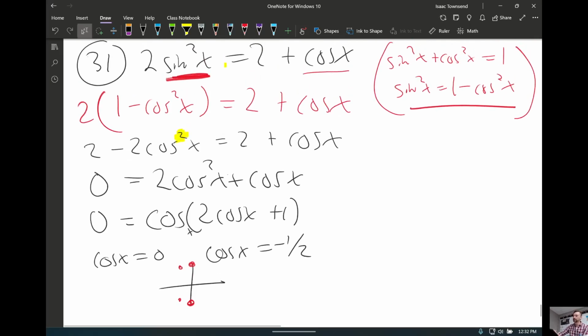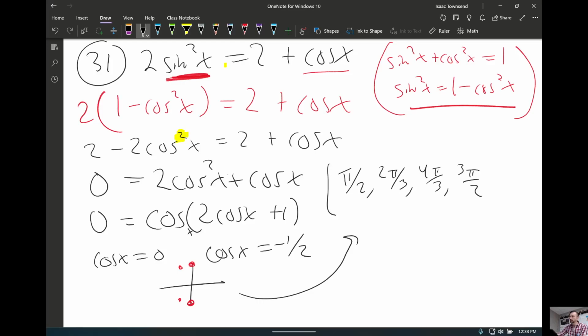And actually the directions make this a little bit easier here. The directions only want 0 to 2 pi. So just list them out. Pi over 2, 2 pi over 3, 4 pi over 3, and 3 pi over 2. Those are the 4 spots. And of course, if you had time, you can manually plug those into the original equation and make sure that they work.